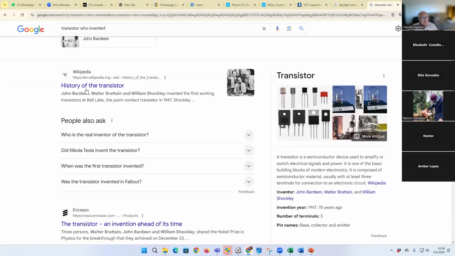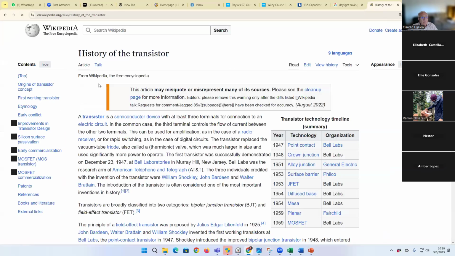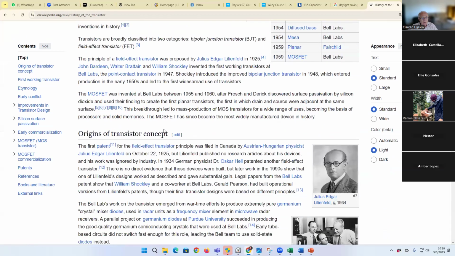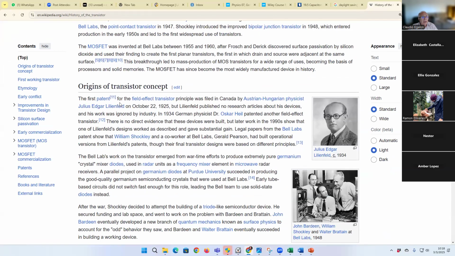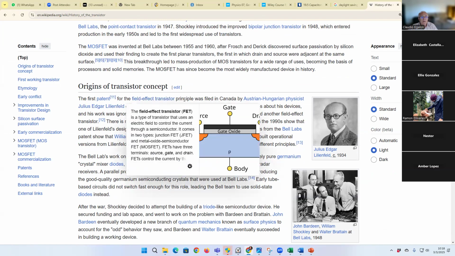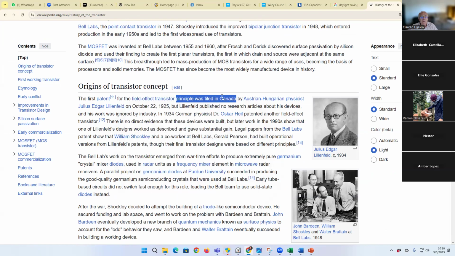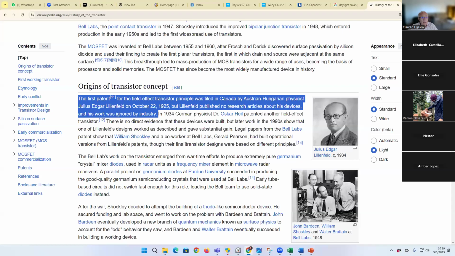Okay, here you go. History of the transistor. It's a semiconductor device. Let's see, history, origin. The first patent on the field effect transistor principle was filed in Canada. This guy filed, but Lilienfeld published no research articles about his devices, and his work was ignored by the industry.